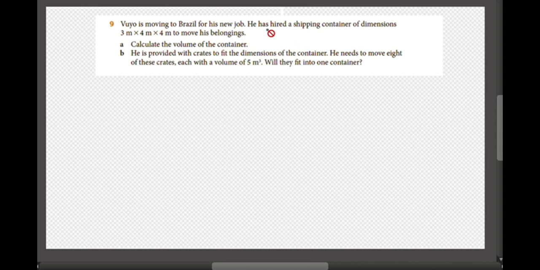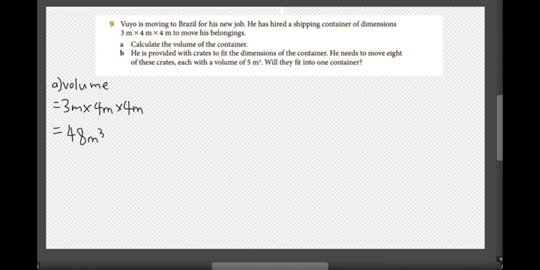Now, question 9. Here the question says, Buyo is moving to Brazil for his new job. He has hired a shipping container of dimensions 3 meters times 4 meters times 4 meters to move his belongings. Now here there are questions A and B. Let's look at question A first. Question A says to calculate the volume of the container. Now to find the volume, we will just need to multiply the dimensions here given together, which is 3 meters times 4 meters times 4 meters, which we will get the answer for the 8 meters cube.